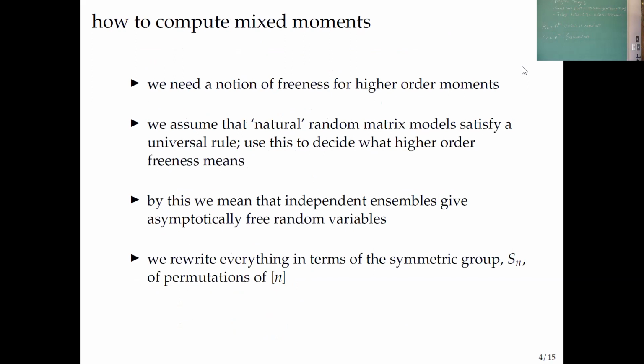Okay, so the problem that led to higher order freeness was this: we saw in first order freeness, you could compute mixed moments from individual moments if the operators were free. And then the question was, can you do something for fluctuation moments or third order moments?